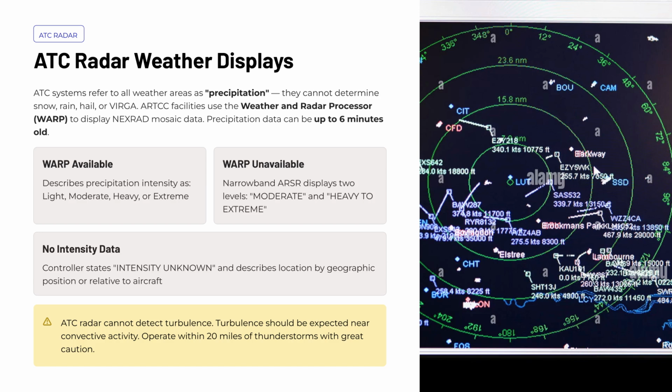One critical point: ATC radar cannot detect turbulence under any circumstances. Just because a controller clears you through an area doesn't mean it's free of hazards. Always expect turbulence near convective activity and exercise extreme caution when operating within 20 miles of any thunderstorm. The decision to deviate remains yours as pilot in command.